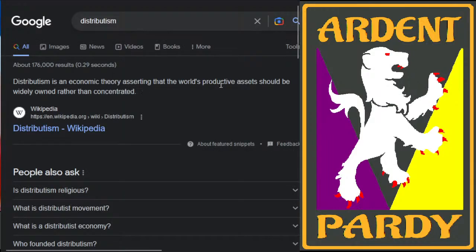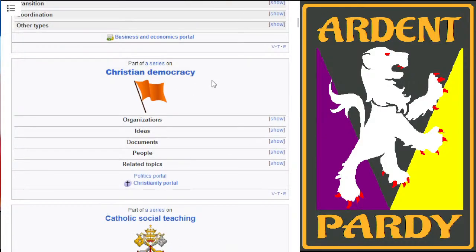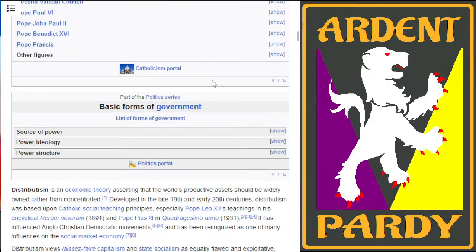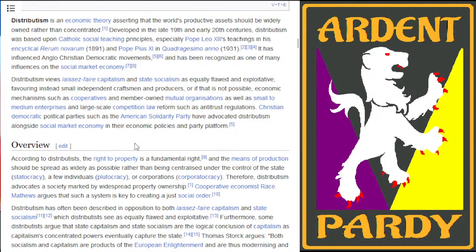Economic theory asserting that the world's productive assets should be widely owned rather than concentrated. That sounds strange. Oh god, Christian democracy? Catholic teaching? Yeah, no. I don't think I would be a distributist. Laissez-faire capitalism, state socialism. Oh god, no. I'm definitely not a distributist.